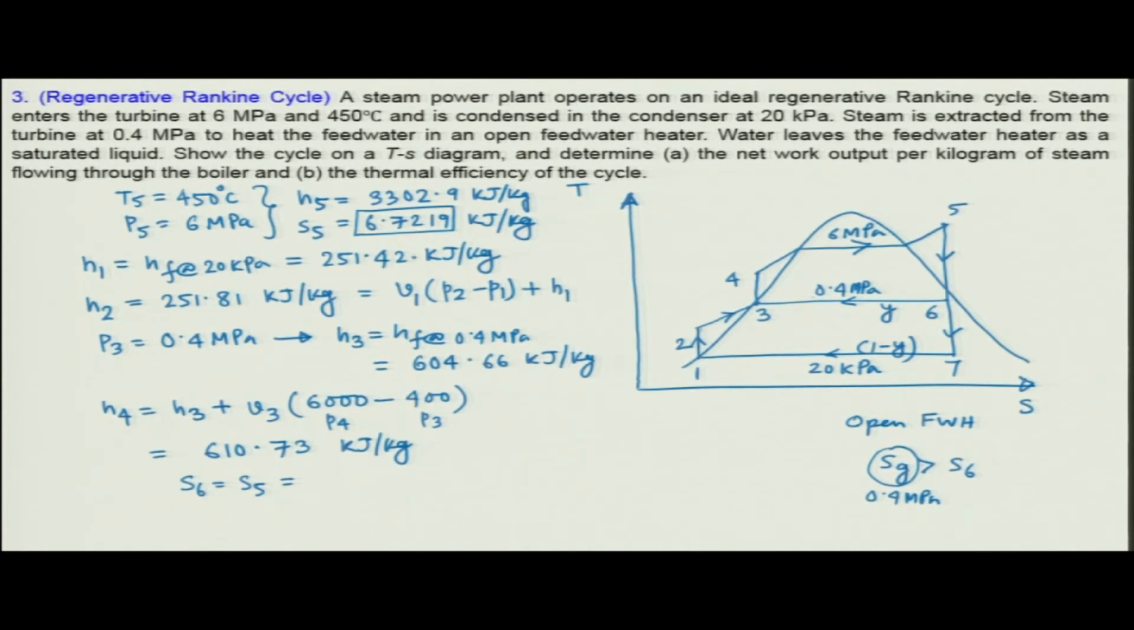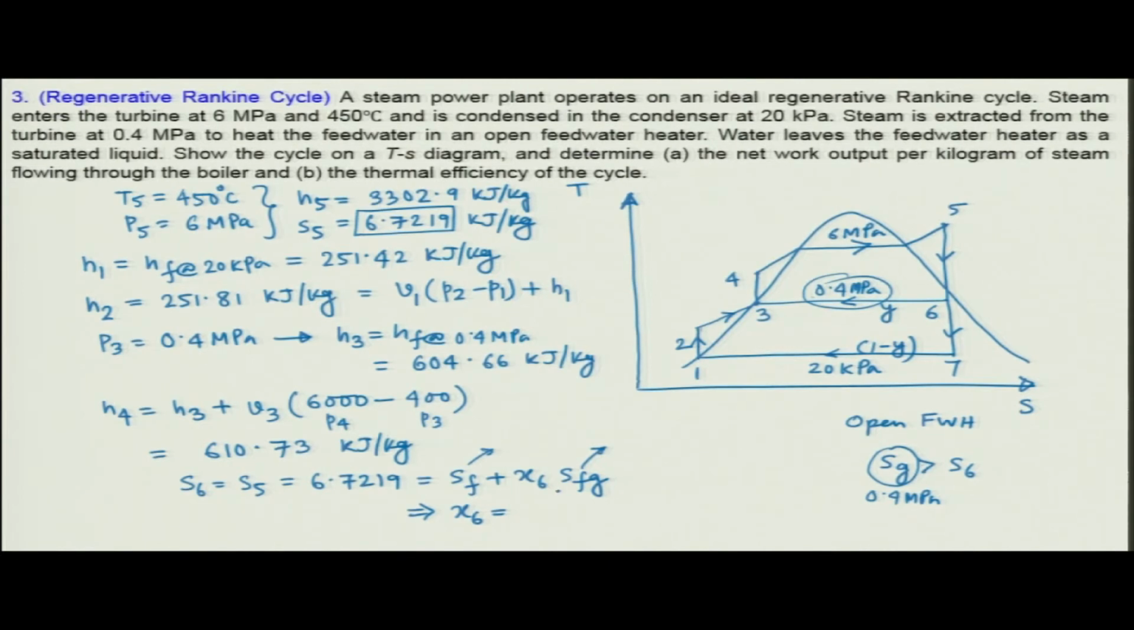So, S6 is how much? S6 is 6.7219. Okay. So, therefore, this point will lie within the vapor dome, and we have to calculate the dryness fraction. So, that will be Sf plus x6 multiplied by Sfg. Okay. So, from this you can calculate x6. So, you have to find Sf and Sfg for the saturation pressure of 0.4 megapascal. Okay. For 0.4 megapascal you have to find these numbers, and then you can calculate x6.